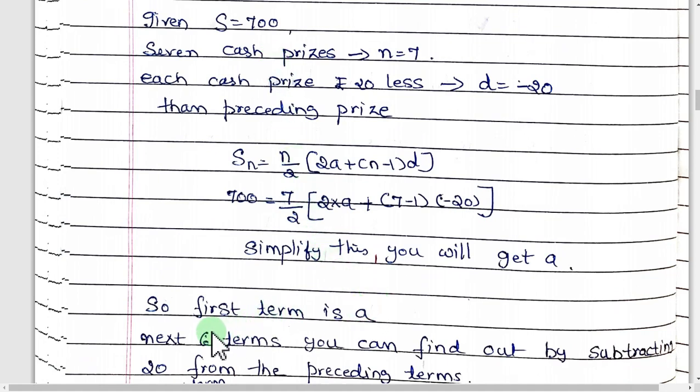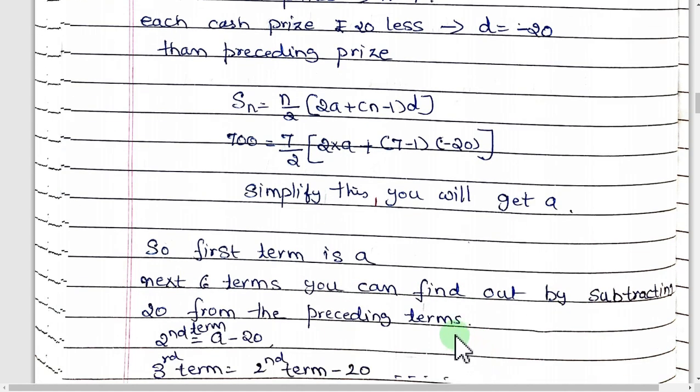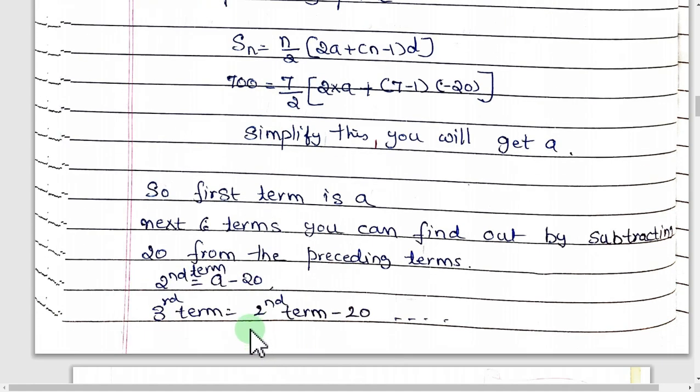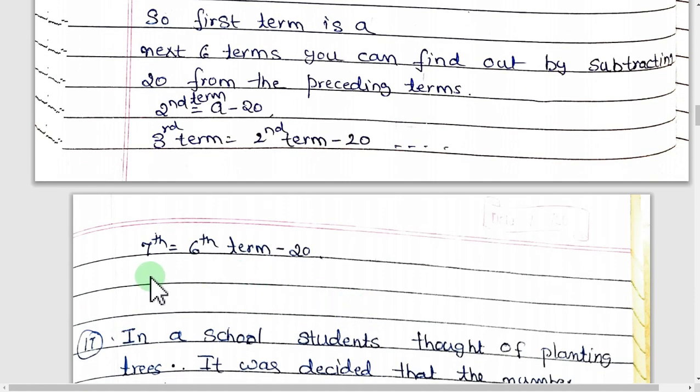Now after getting a, how many more terms remain? Here the next 6 terms you have to calculate. You can find the next 6 terms by subtracting 20 from the preceding term, since it is given in the question. The second term is a, the first term, minus 20. The third term is the second term minus 20. Like that we can calculate, and the seventh term is the sixth term minus 20. So these are the 7 cash prizes, including the first term. So simplify this. Try this sum.